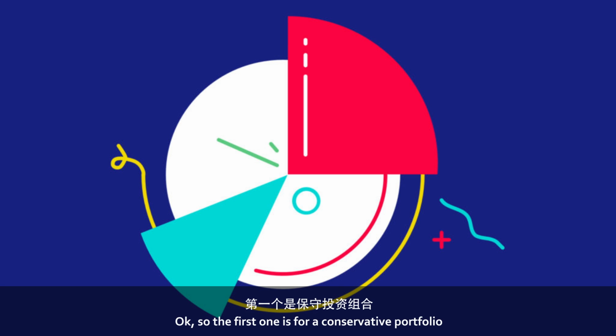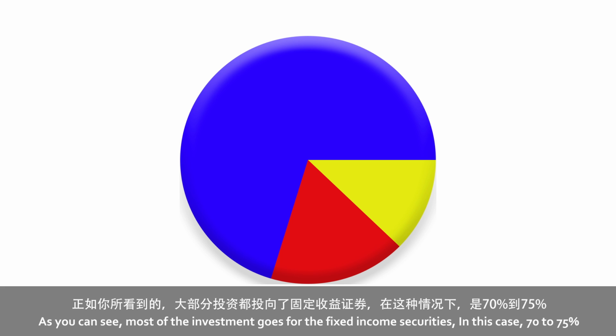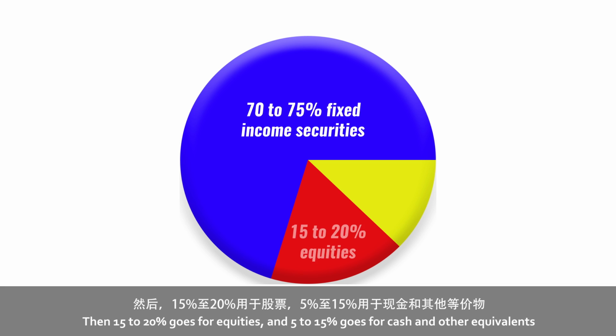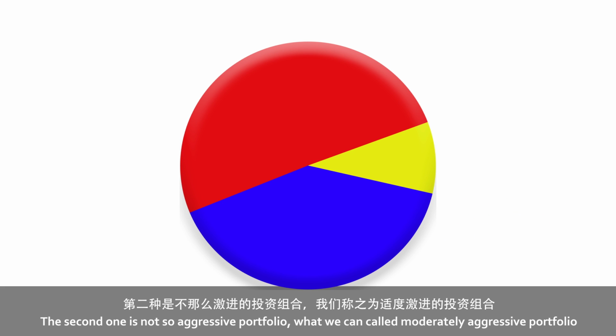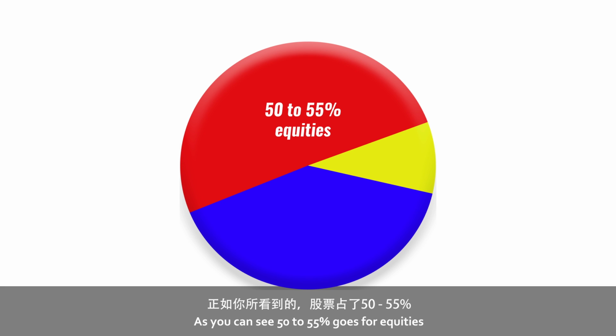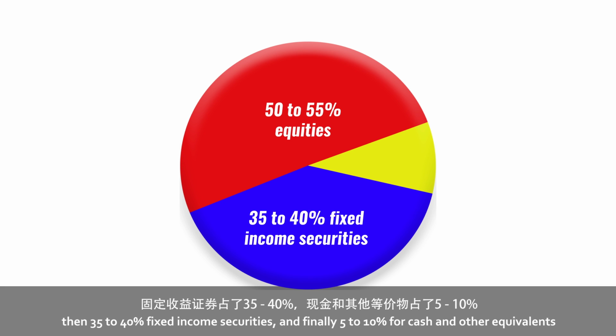Okay, so the first one is for a conservative portfolio. As you can see, most of the investment goes for fixed income securities, in this case 70 to 75%. Then 15 to 20% goes for equities and 5 to 15% goes for cash and other equivalents. The second one is a not so aggressive portfolio, what we can call a moderately aggressive portfolio. So you can see 50 to 55% goes for equities, then 35 to 40% fixed income securities, and finally 5 to 10% for cash and other equivalents.